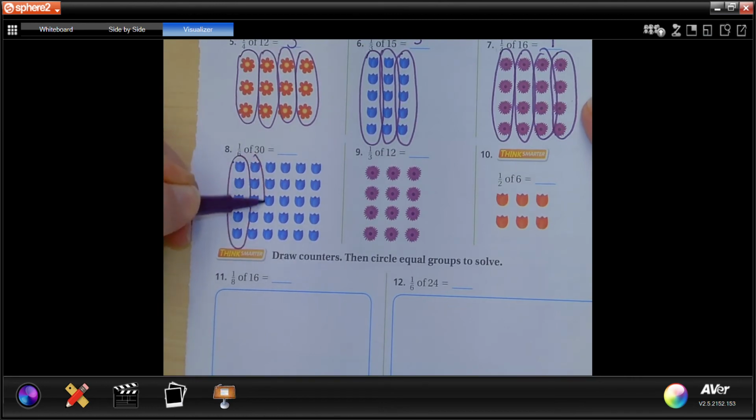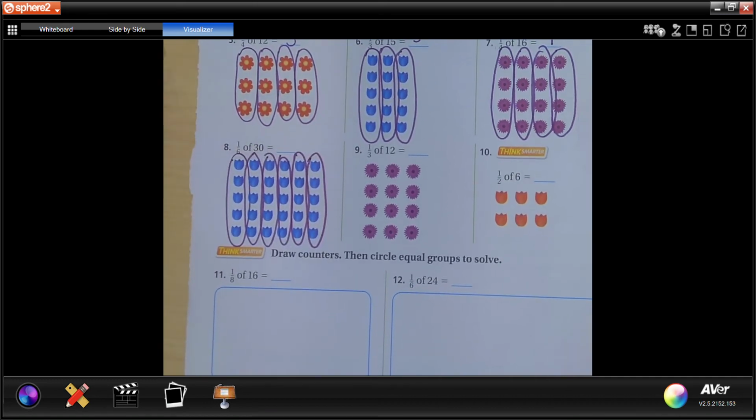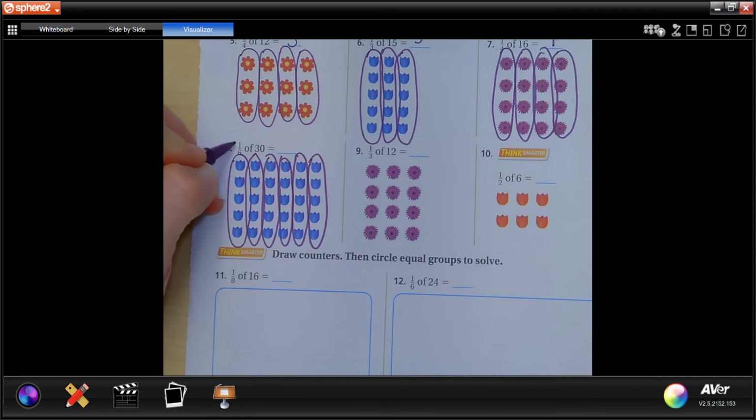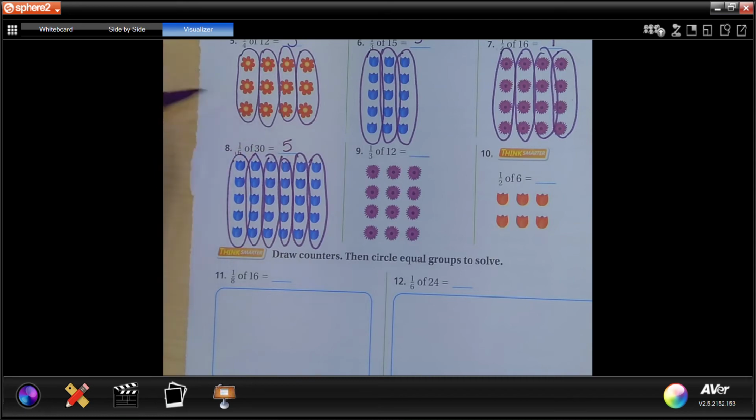1, 2, 3, 4, 5, 6. 6 equal groups. How many is in one of those 6 equal groups? 1, 2, 3, 4, 5. 1/6 of 30 equals 5.